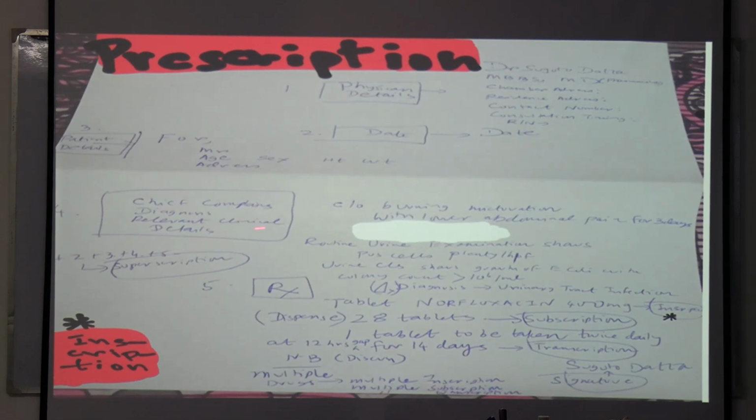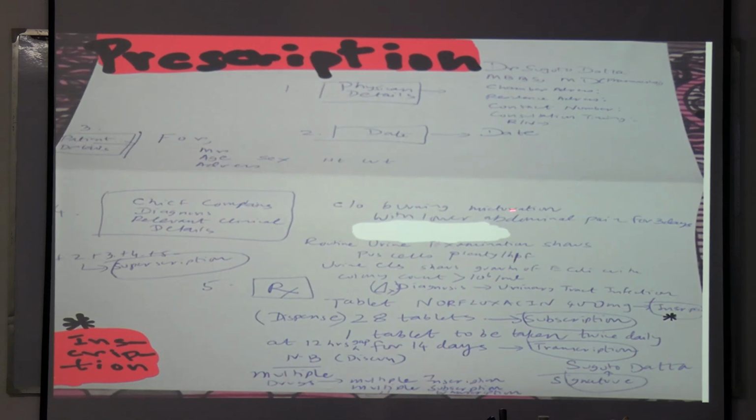the diagnosis, the relevant clinical details. These are in the fourth point. Chief complaints, diagnosis and relevant clinical details. For example, what did I say in the UTI prescription? Complaint of burning micturition, that is when passing the urine there is a burning sensation. Complaint of burning micturition with lower abdominal pain for 3 days. Classical presentation of a lower urinary tract infection. Okay? So this is the chief complaint.